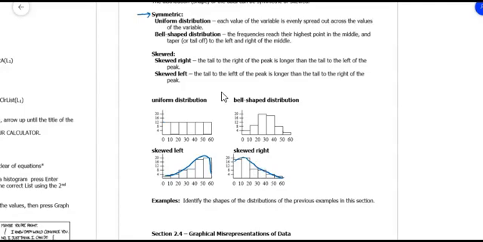It also has to do with the relationship between the mean and the median, which we'll talk about a lot more getting into Chapter 3 when we're actually calculating the mean and median. We'll talk about how those are related whenever we're dealing with skewed distributions.